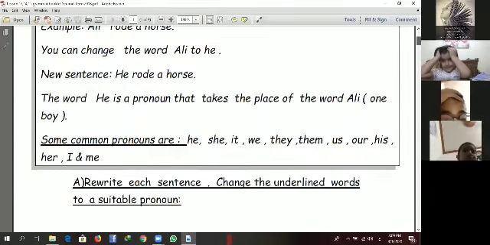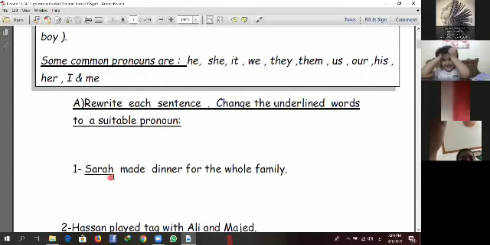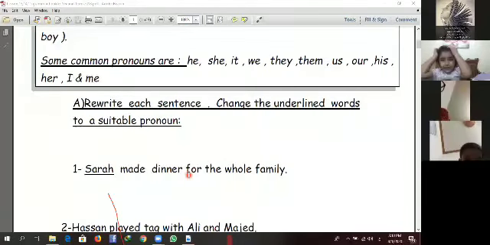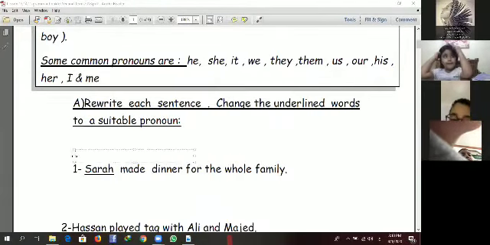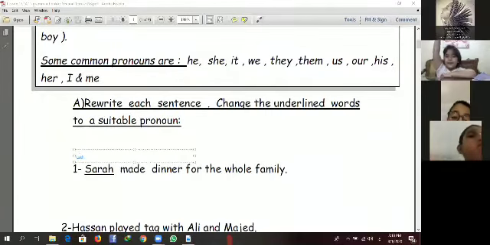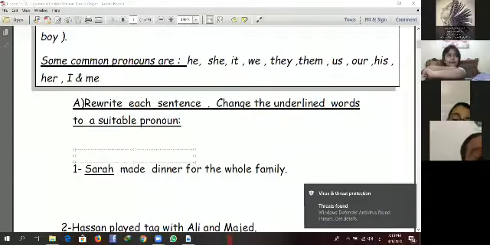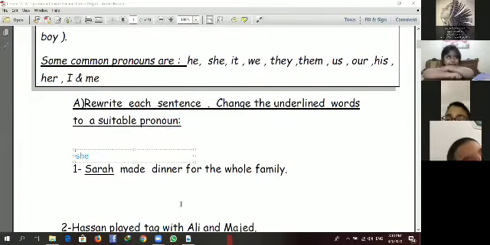What if I say, look at that, Sara made dinner for the whole family. Sara is the noun over here. Got it? So if I remove Sara, what am I going to put instead of it? Sara is the name of a girl. If I throw out Sara, what am I going to put instead of it? She. That's right. Very well. All of you are excellent. She. Let's turn to the next one. So, if I throw out Sara, I'm going to put she instead of it.